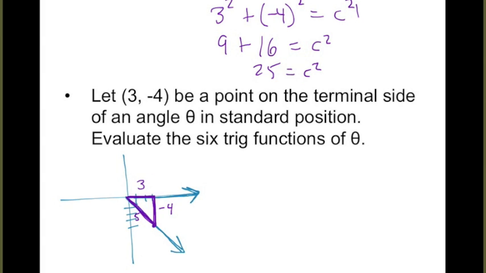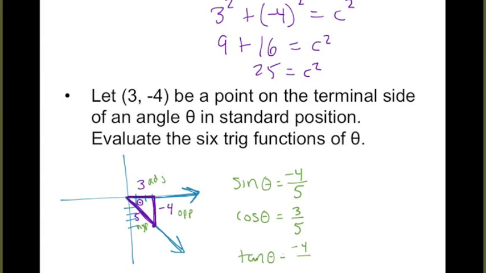Then this question asks us to find the 6 trig functions of theta. So theta is going to be our angle that is next to the origin, always. Theta is always our angle next to the origin. So then labeling according to that angle, -4 is the opposite, 3 is the adjacent, and 5 is the hypotenuse. So then we can find our 6 trig functions according to SOHCAHTOA. So sine is opposite over hypotenuse, or -4 over 5. Cosine of theta is adjacent over hypotenuse, or 3 over 5. Tangent of theta is opposite over adjacent, or -4 over 3.